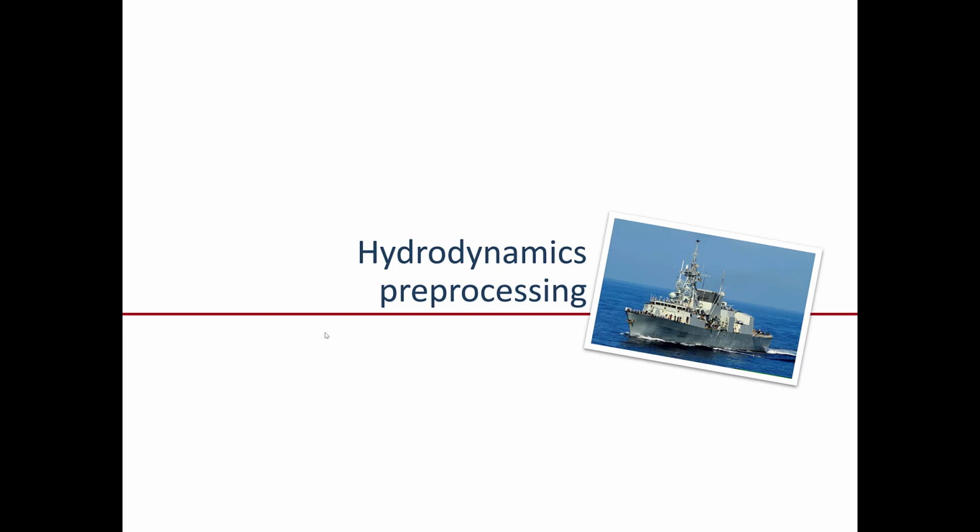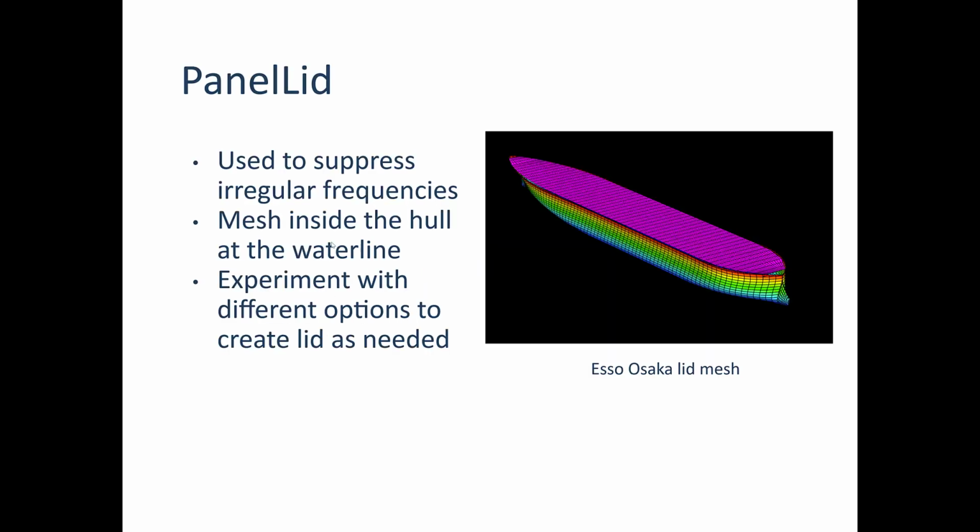Let's talk about hydrodynamics pre-processing now. The first step is in the panel lid application. This is usually a very quick process. A lid is used to suppress irregular frequencies that can happen during the wave radiation diffraction calculation process. Irregular frequencies are numerical issues that arise with the potential flow solution resolving wave heights inside the ship that aren't supposed to be there.